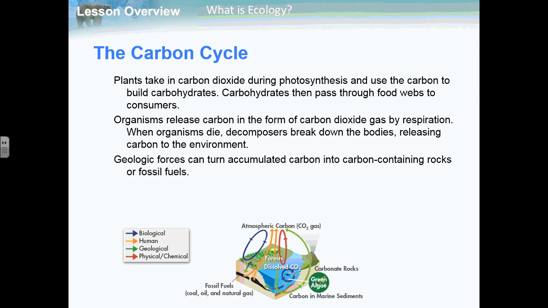And so if we remember back to your study of photosynthesis and respiration in your carbon project, we learned a lot about the carbon cycle. So this is another great example of how things just get recycled.